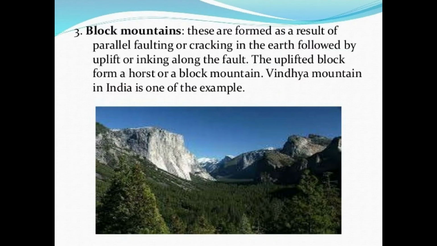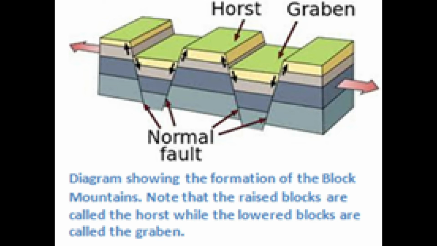Block mountains. These are formed when the plates drift outwards and cause vertical displacement in pieces of land. Pieces of land may sink downwards or rise upwards. The uplifted blocks are called horst and the lowered blocks are called graben. The Vosges Mountains in Europe is one such example. In this image, the diagram shows the formation of the block mountains. Note that the raised blocks are called the horst while the lowered blocks are called the graben.